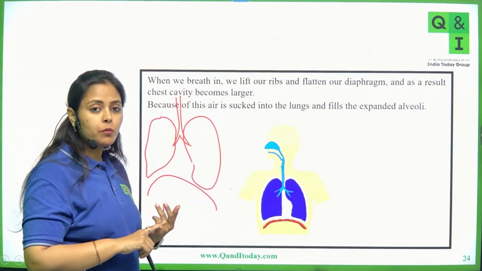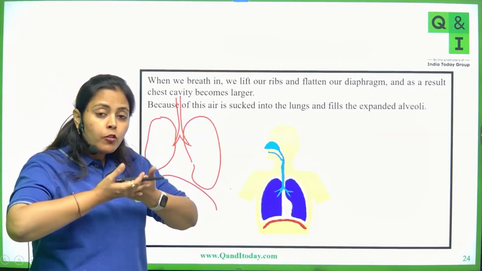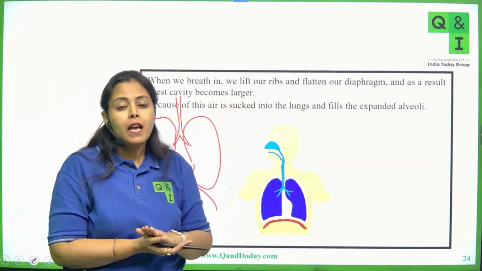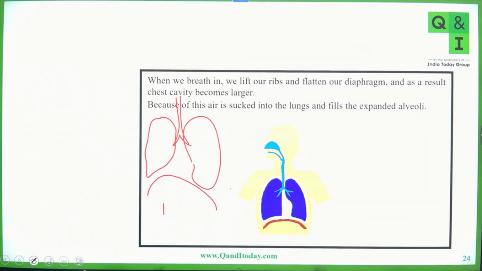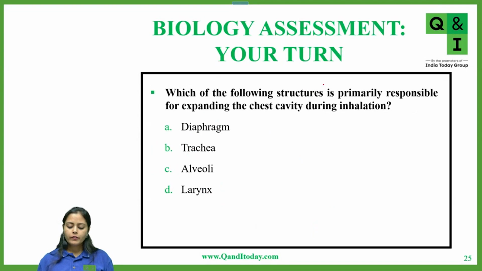So please always remember that while we are breathing in, the diaphragm goes down, the diaphragm flattens and the rib cage gets lifted up. Because of this, the thoracic cavity area increases, and finally the air enters inside the lungs. Please remember that the diaphragm flattens. Solve this question, everyone. This is the last question for today's class, and then we will be moving to the practice session.